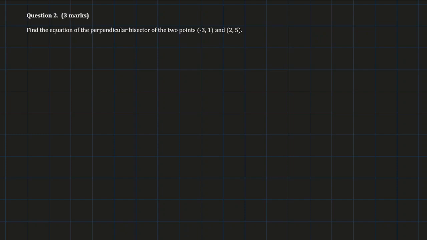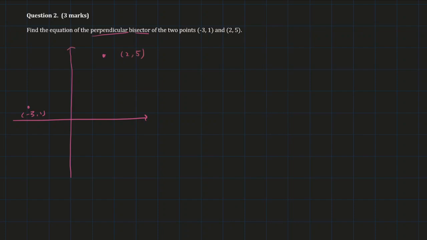In this question, we're asked to find the equation of the perpendicular bisector between the 2 points (-3, 1) and (2, 5). To represent what a perpendicular bisector looks like, let's just draw these 2 points on a Cartesian plane. So the point (-3, 1) will be somewhere about here. (2, 5) will be in the positive region, so it'll be something like this.